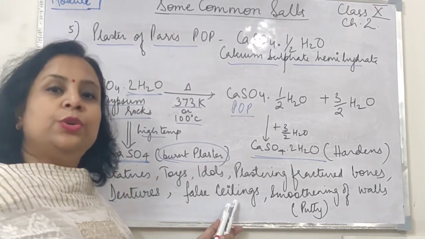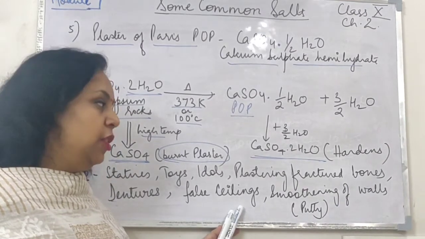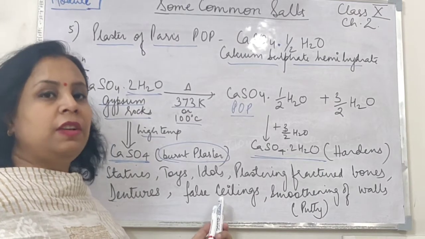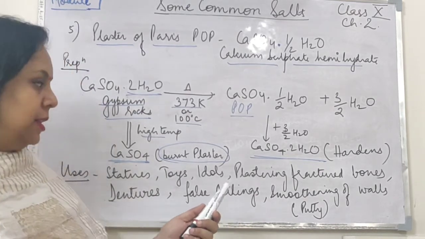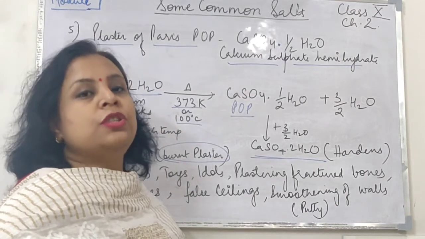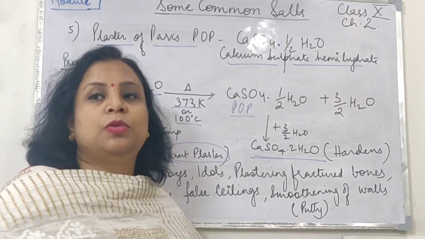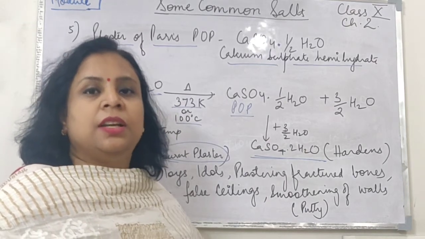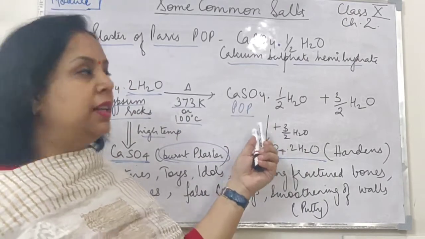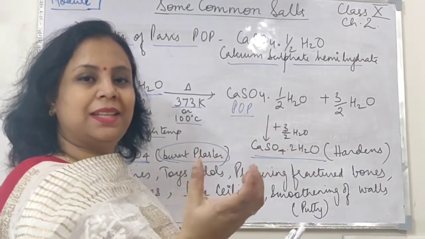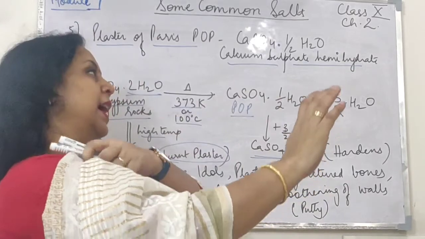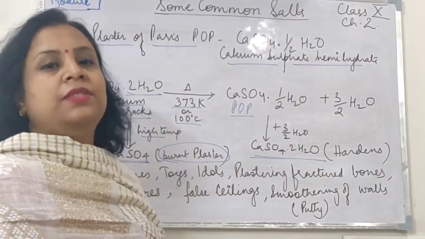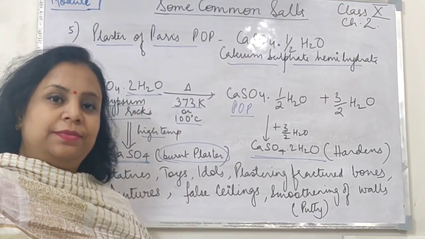Then it is also used for making false ceilings. You must have seen in your houses, in schools and in various places. The false ceiling makes use of this POP instead of cement. Now, it is also used for smoothening of walls. You must have heard about the advertisements of Birla White Wall Care Putty. The putty is nothing but POP. When it is mixed with water, it forms a paste-like thing, and it is used to smoothen the walls, which after drying gives a very smooth finish.